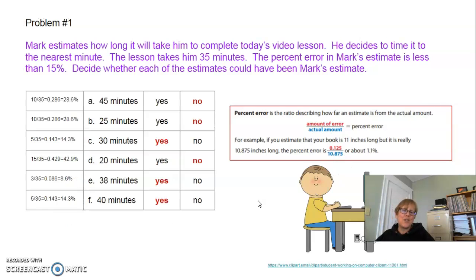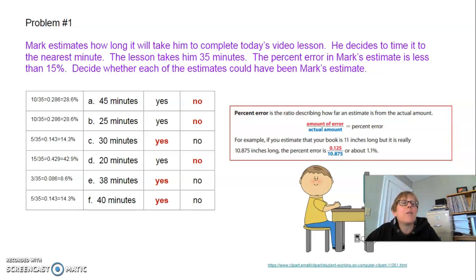All right, so here are the answers. And if you had some trouble with this, I'd be okay if you wrote on your paper what I have here. I can understand why this one might have been a little bit tricky. So here's one way of doing it. For each one, I figured out what the error would be. So if you look at the 45, that's off by 10 minutes. So the error is 10.